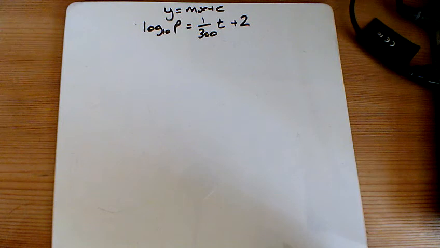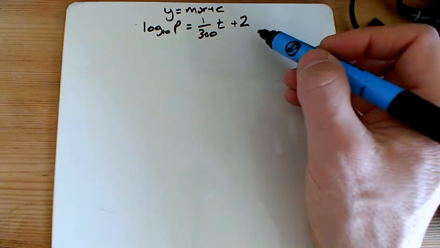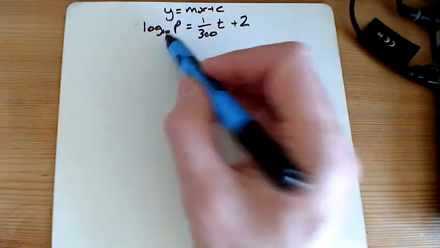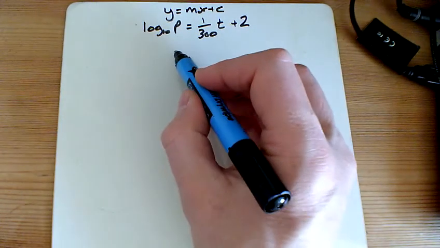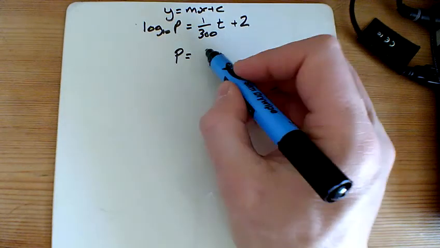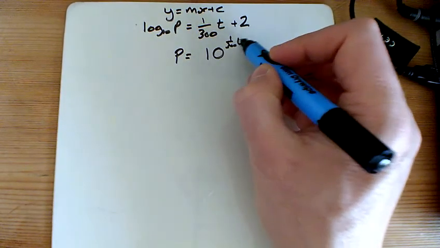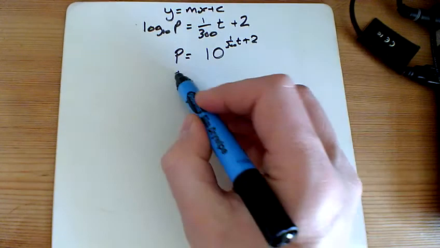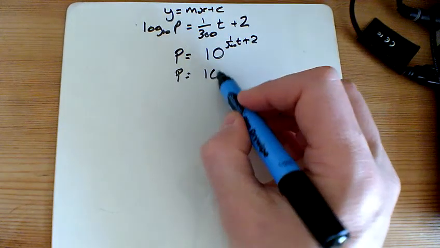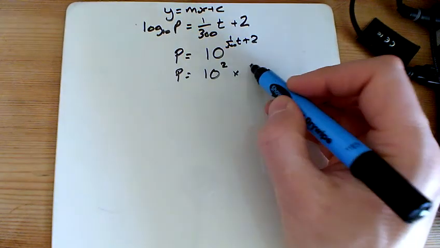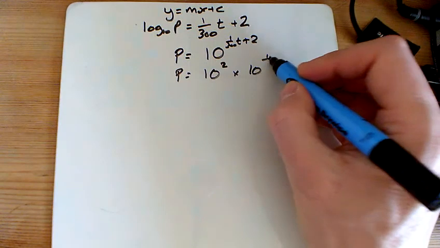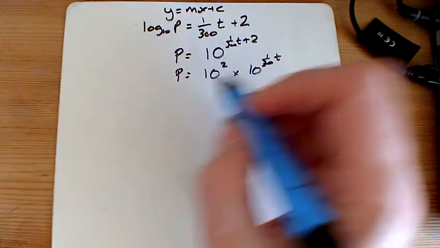To find out the actual model for this, there's 2 ways of doing it. I think it's easiest just to continue working with this. And how would you get rid of the log to 10? Well, you'd do p is 10 to the power of all of this. And we can break that up and say that this is 10 to the power of 2 times by 10 to the power of 1 over 300t.